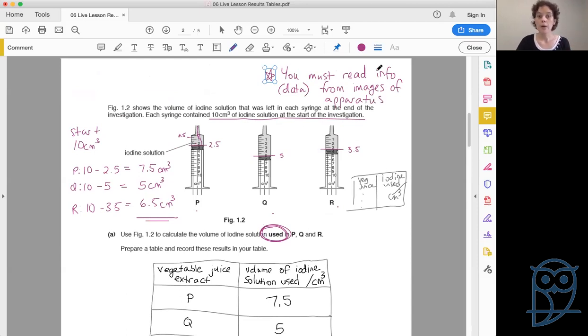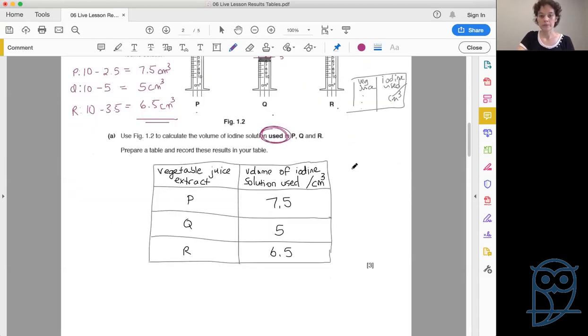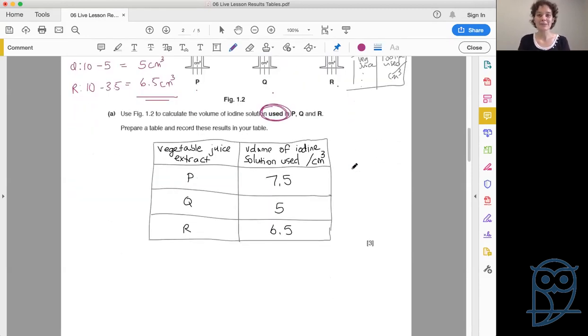It could be a thermometer. It could be a measuring cylinder. It could even be a stopwatch. Okay, anything that you would use in a practical is something that they could give you a picture of and say, what's the reading on this apparatus? Okay, so one beautiful results table down. Let's get another one going.